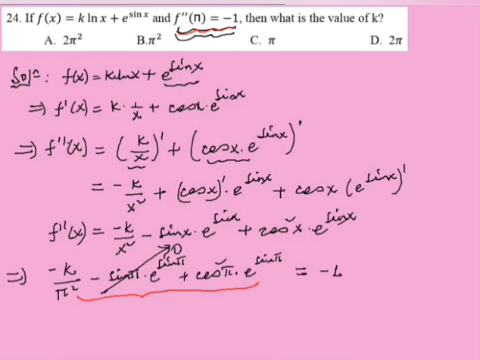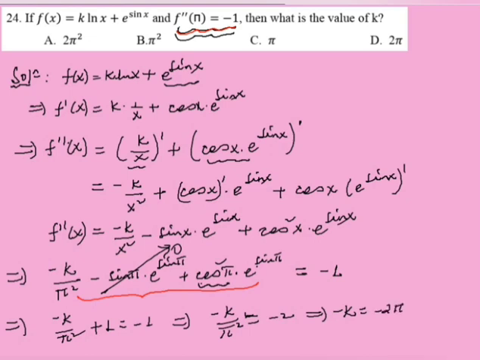So let us simplify this. This becomes minus k over pi square. Cos pi is minus 1, and the square of minus 1 is 1. E to the power of sine pi is 1. Therefore, plus 1 is equal to minus 1, which implies minus k over pi square is equal to minus 2. So this implies minus k is equal to minus 2 pi square. The value of k becomes 2 pi square.